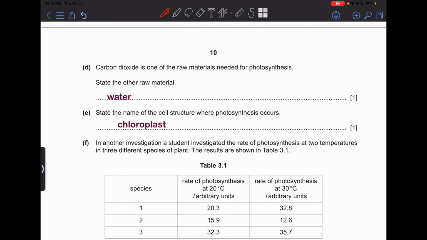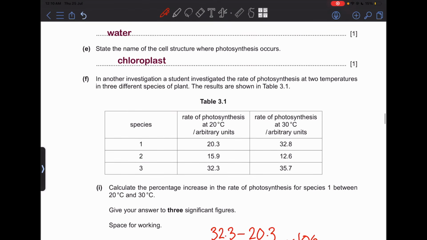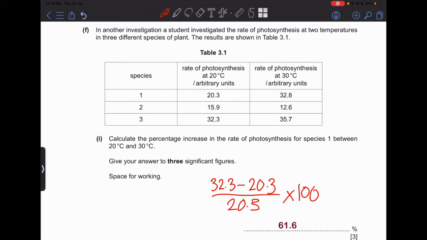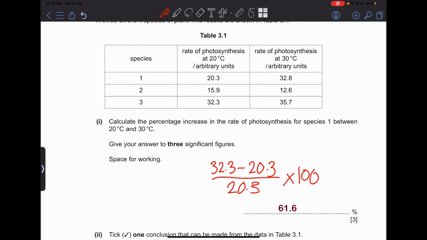This is in the chloroplast, and the only organism that can perform photosynthesis is the plant, because it is also the only organism that has chloroplasts. F, in another investigation, a student investigated the rate of photosynthesis at two temperatures in 3 different species of plant. The results are shown in table 3.1. Calculate the percentage increase in the rate of photosynthesis for species 1 between 20 and 30 degrees.